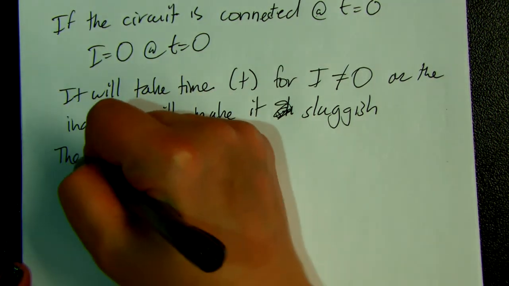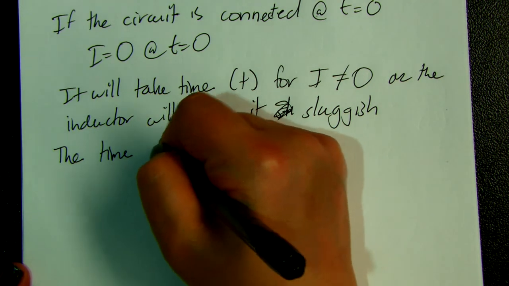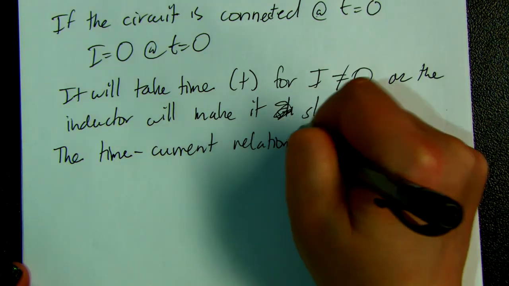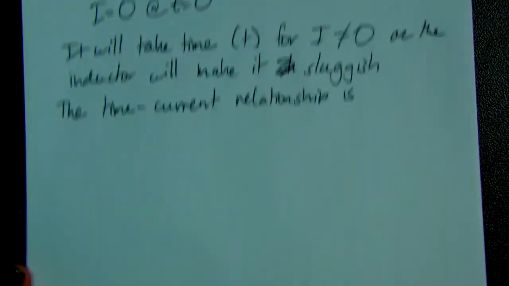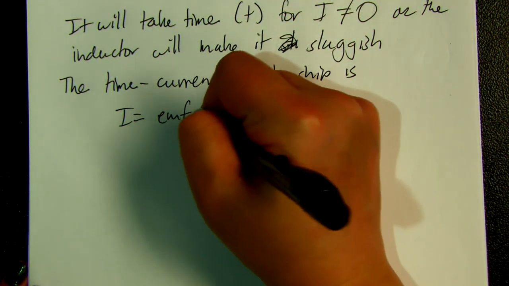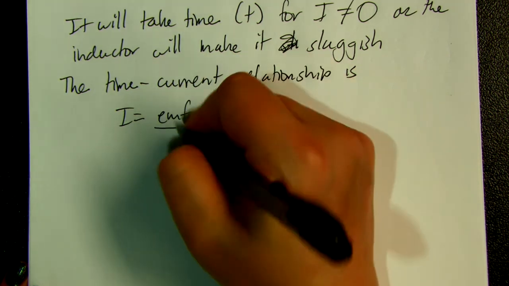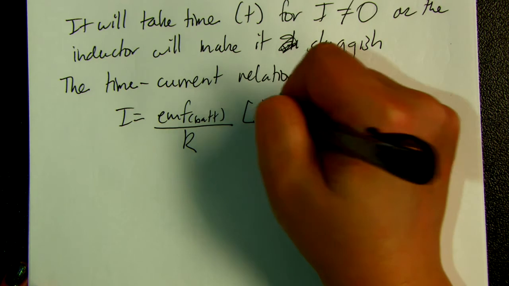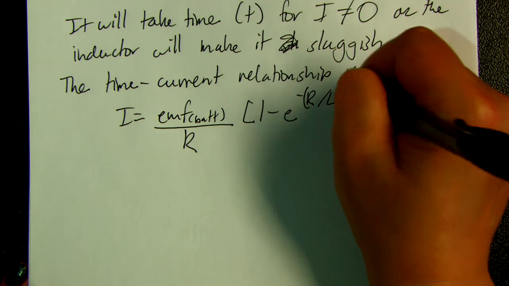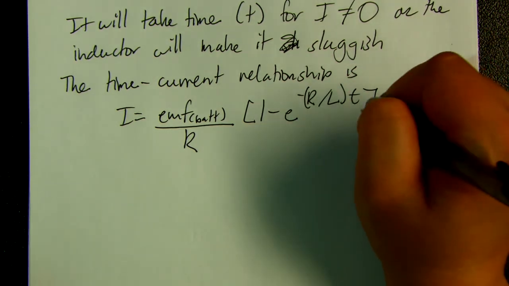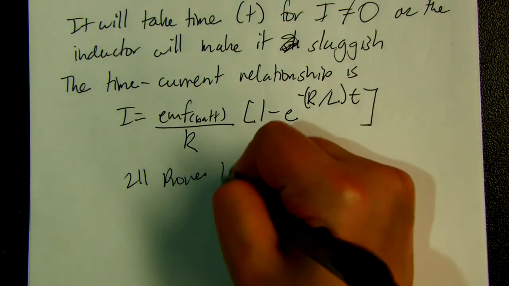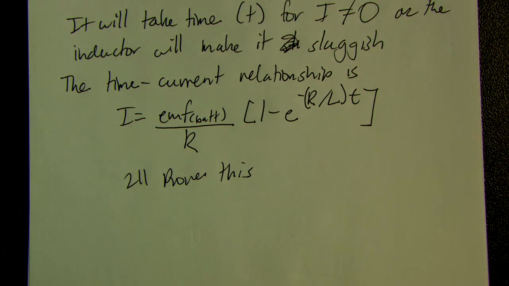So, the time-current relationship for one of these is I is equal to EMF battery divided by R times 1 minus e to the minus R over L times time. And in 211, you should prove this. It'll be fun.